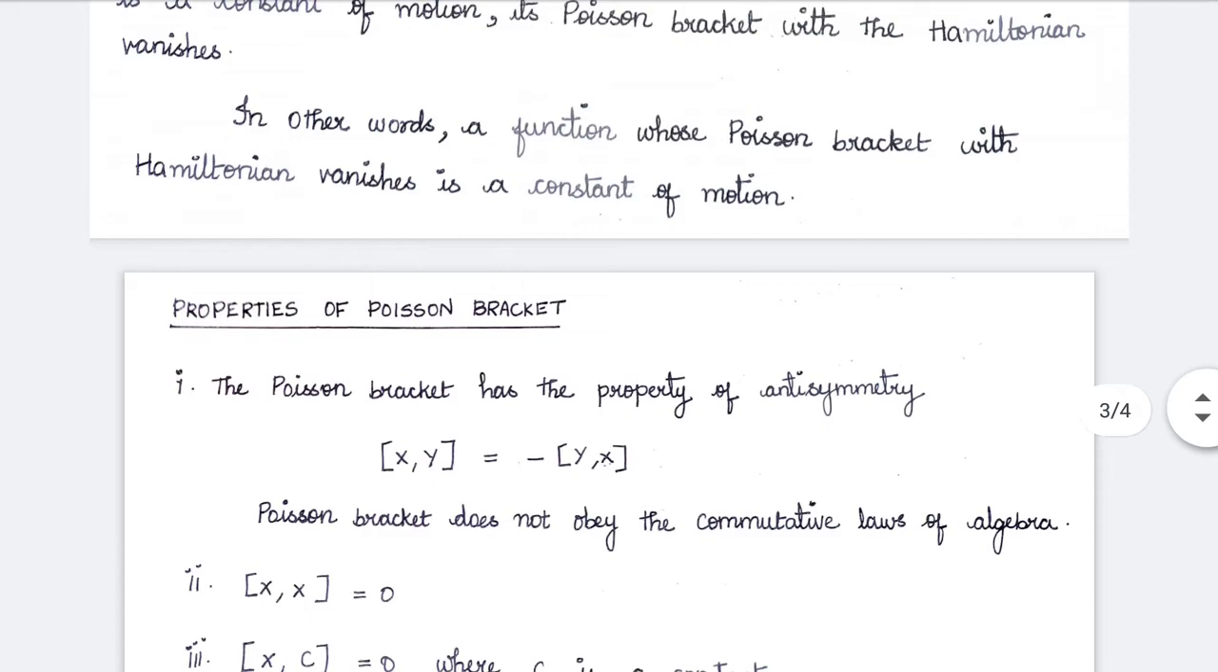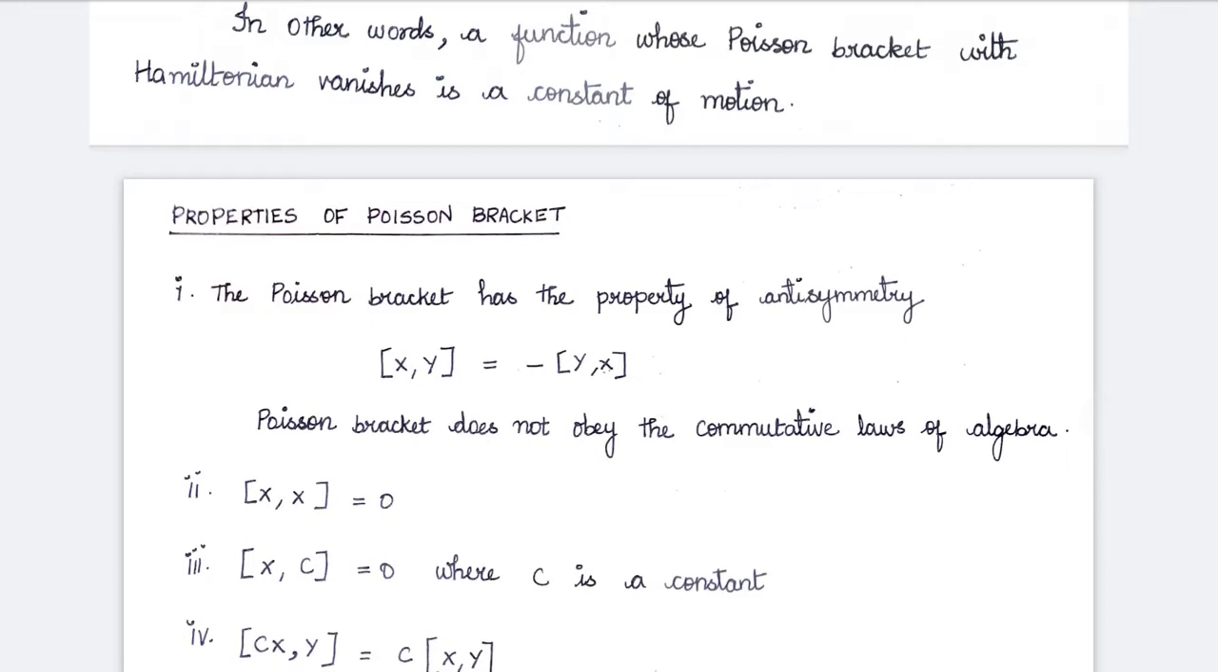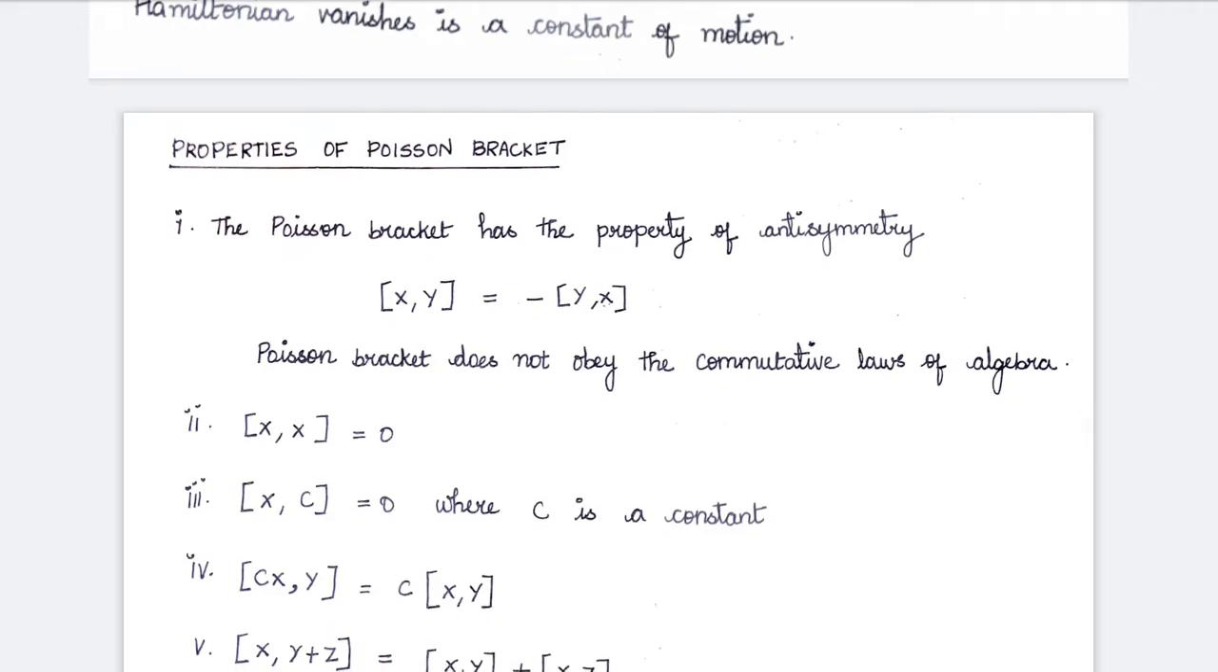Next, we will discuss some of the properties of Poisson's bracket. The first important property is that they are anti-commutative in nature. That means the Poisson's bracket of x comma y will give you minus the Poisson's bracket of y comma x. This gives out the antisymmetrical property of the Poisson's bracket, or we can say this Poisson's bracket does not obey the commutative laws of algebra. And then the Poisson's bracket of a variable with the same variable will give you 0.